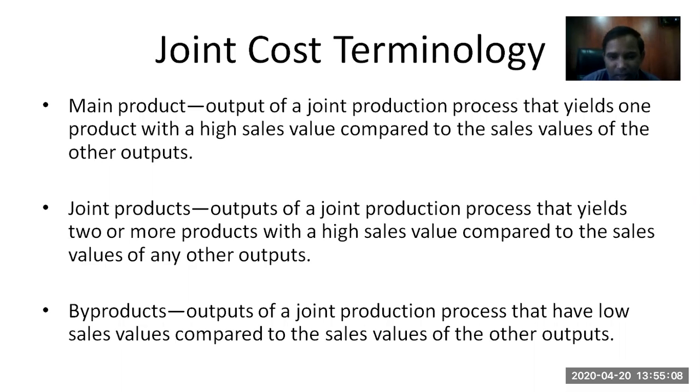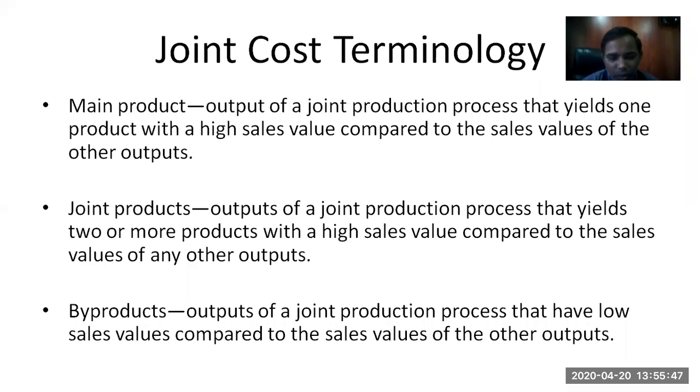Main product: output of a joint production process that yields one product with a very high sales value compared to the sales value of other products. So anything that comes out with a very high sales value will be termed as a main product. Joint product: where more than one product is coming out of the entire joint process and have the same or equal sales value, can be termed as a joint product. For example, petrol and diesel can be termed as joint products. You cannot say petrol is the main product or diesel is the main product, because they both have the same or equal value in the market, and that is why they can be termed as joint products.